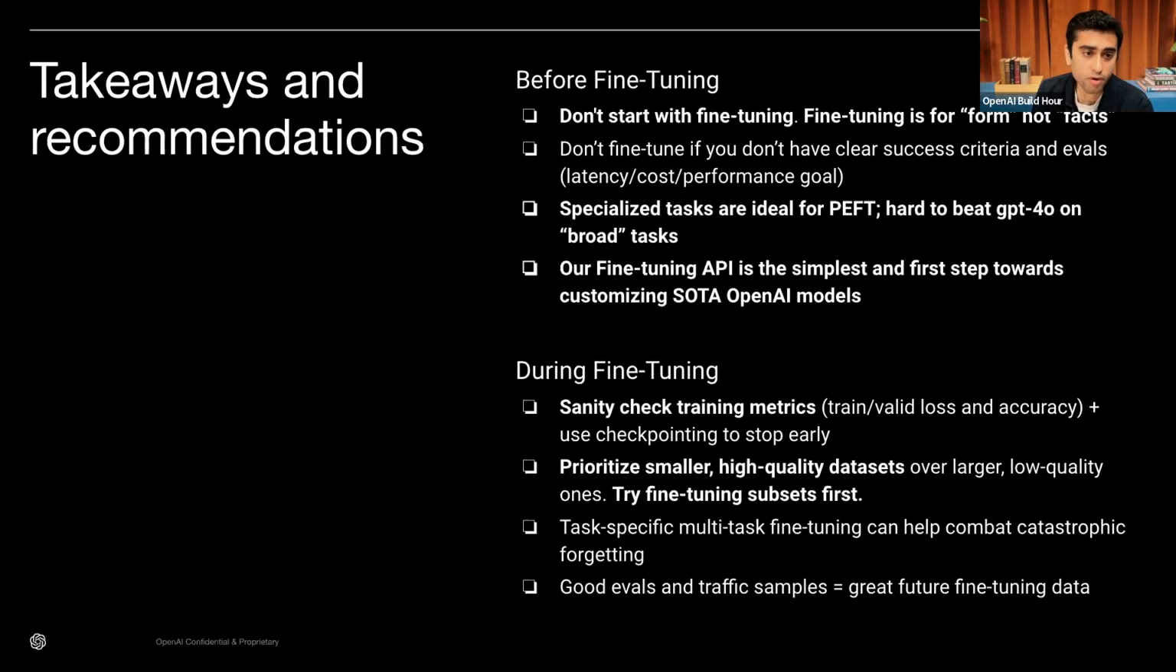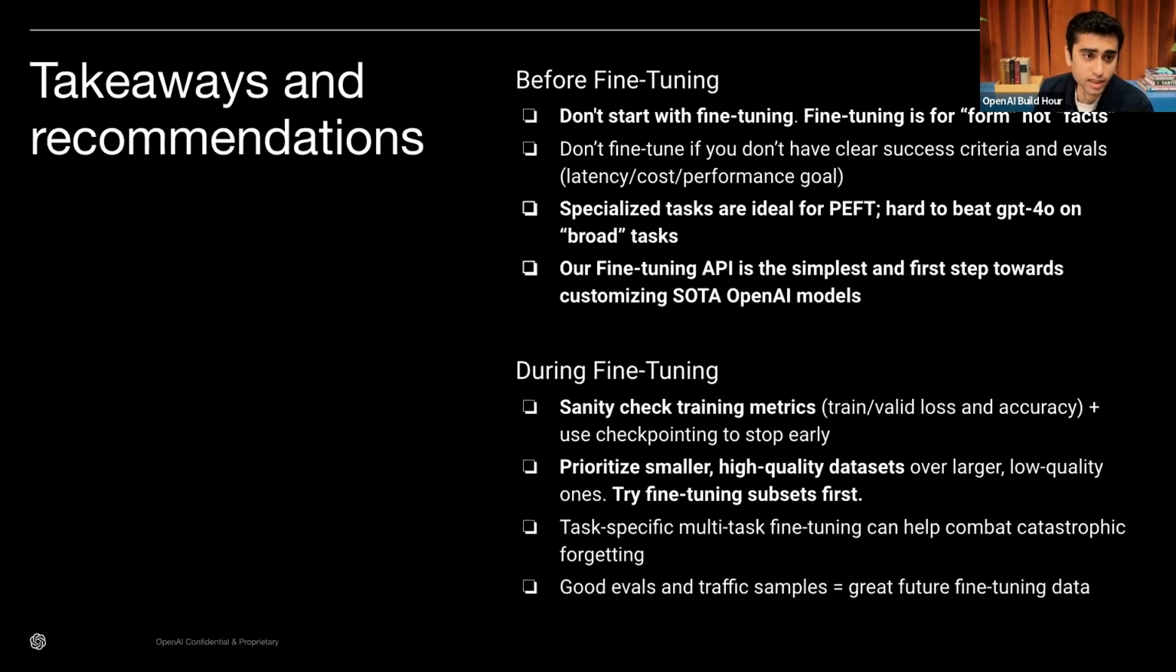Second, it's really important to prioritize smaller, high-quality data sets over large, low-quality ones, right? This is what I mentioned before. It's really important to focus on diverse, highly representative data. And if you have multiple people contributing to the fine-tuning data, make sure there are no conflicts or contradictions within different training examples. And start with fine-tuning on a subset of data first, with 50 to 100 examples, and then scale up the training examples over time.